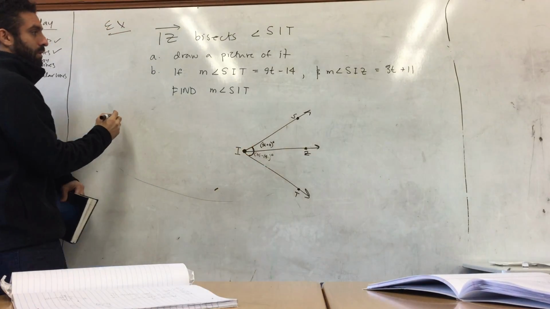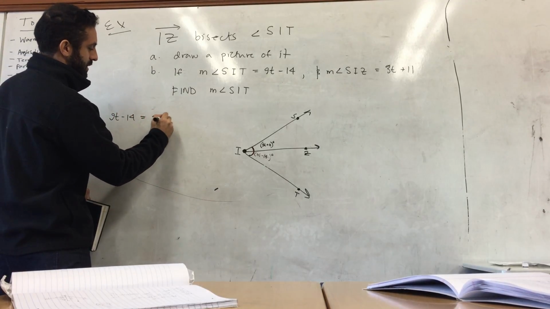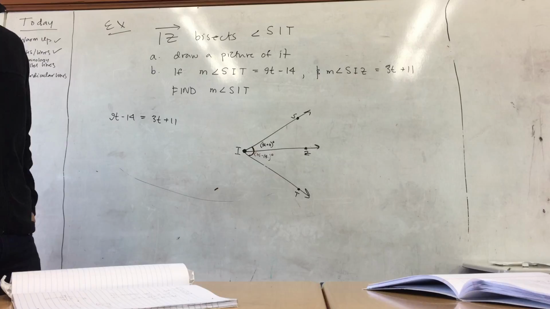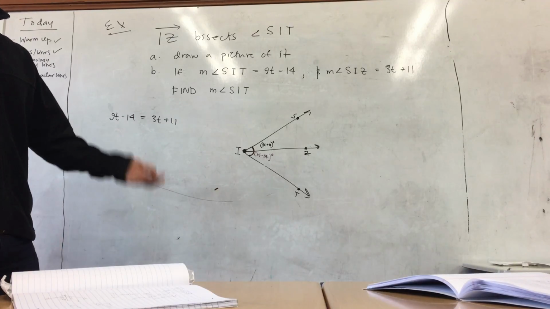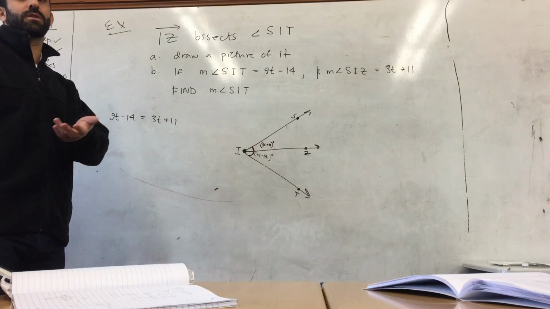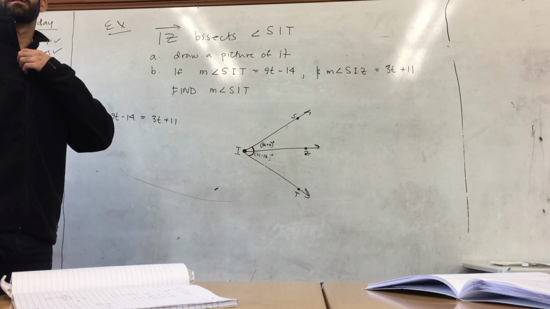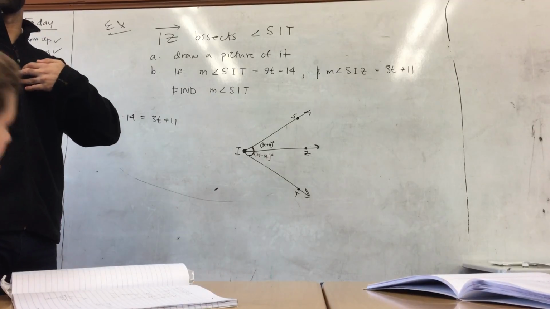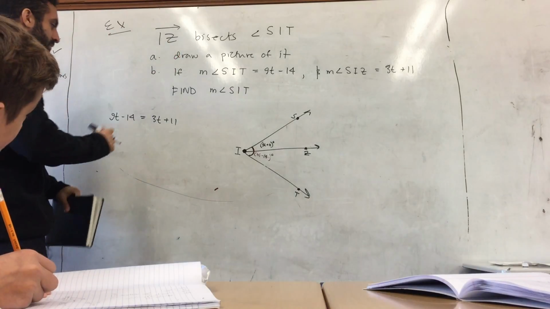So how do I set this up? 9t minus 14, is it equal to 3t plus 11? No, they're not equal. So how are they related to each other? One is half of the other. What's another way of expressing that? If something is half something else, how do you say that in reverse? If I have half the amount of money that Eli B has, he has double the amount of money than I do.